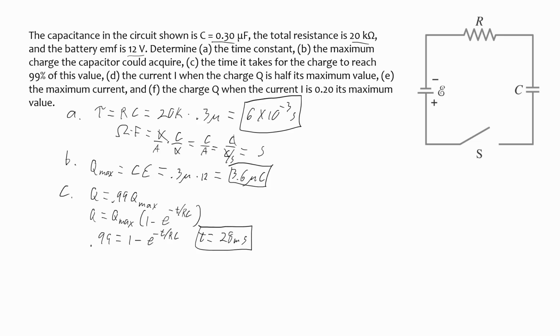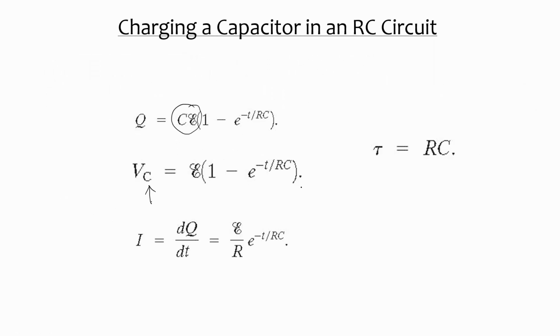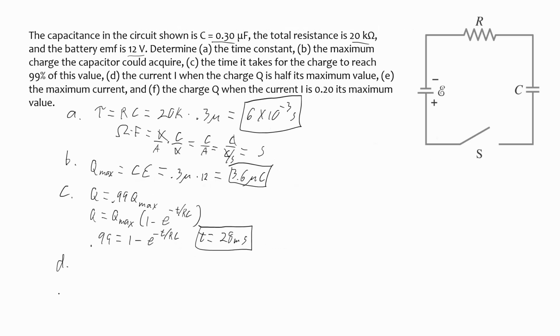Part D, the current when the charge is half of its maximum value. Now there's a couple of different approaches here. You could use this equation and set the stuff in parentheses equal to 0.5, solve for t, then plug that t into your equation for I as a function of time. So you could then plug that in here and solve for what the current is at that time. But there's a little simpler way. We know that the Q is going to equal half of its maximum value, and we know the maximum value is 3.6. So Q is going to equal 1.8.